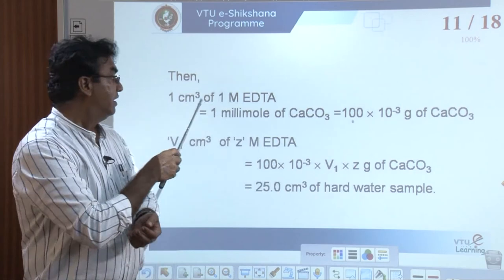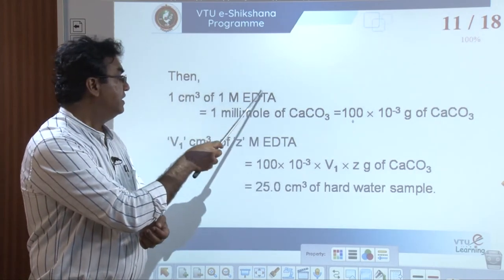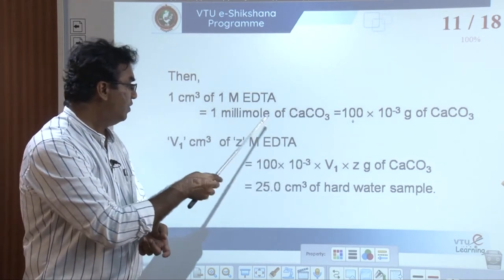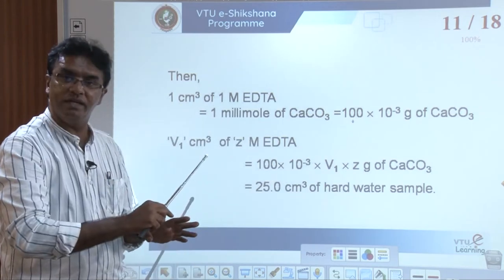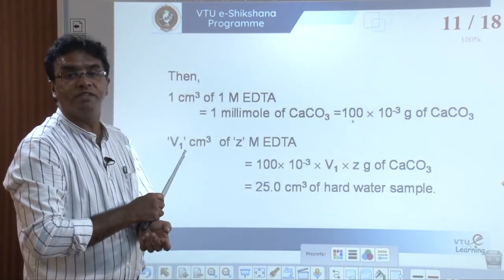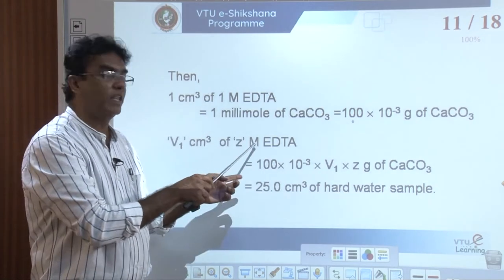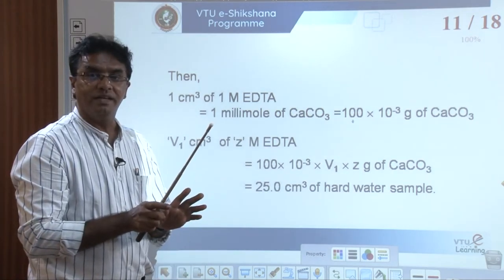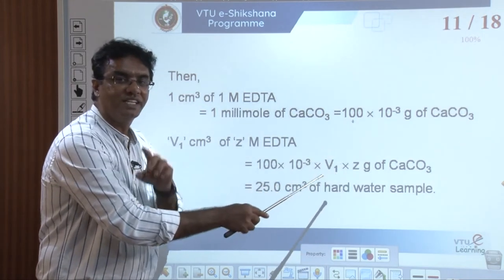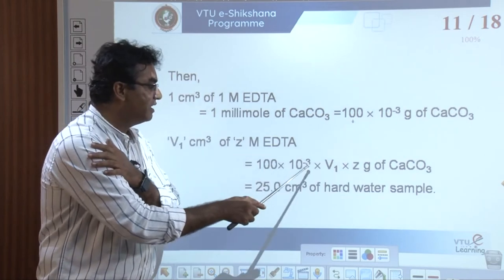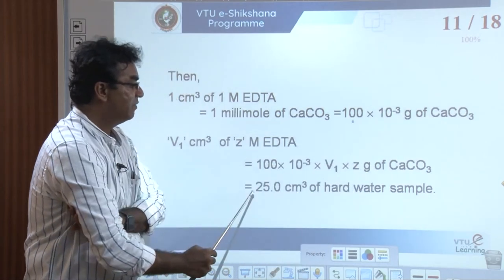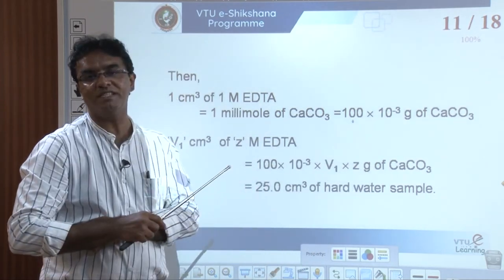That means 1 cm cube of 1 molar EDTA is equivalent to this much of calcium carbonate. If it is so, in this titration experiment we got the volume as V1 cm cube. That means V1 cm cube of Z molar EDTA is reacted. How much calcium carbonate did this react with? That will give you extent of hardness for 25 cm cube. That is 100 into 10 to the power of minus 3 into V1 into Z gram of calcium carbonate. This much of calcium ions are present in 25 cm cube of the hard water sample.